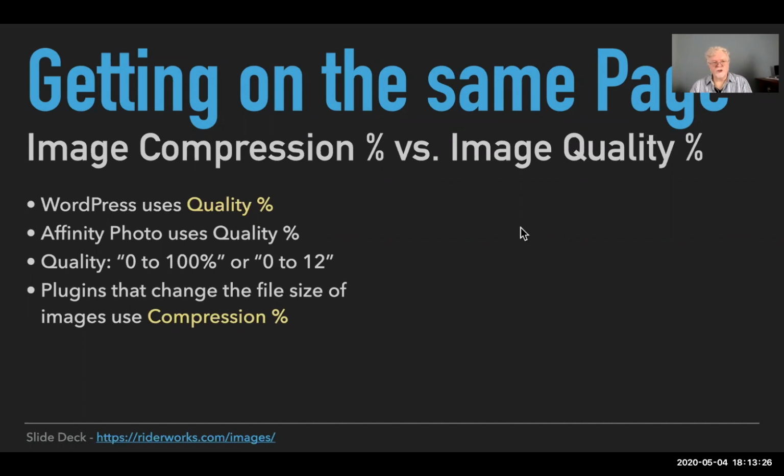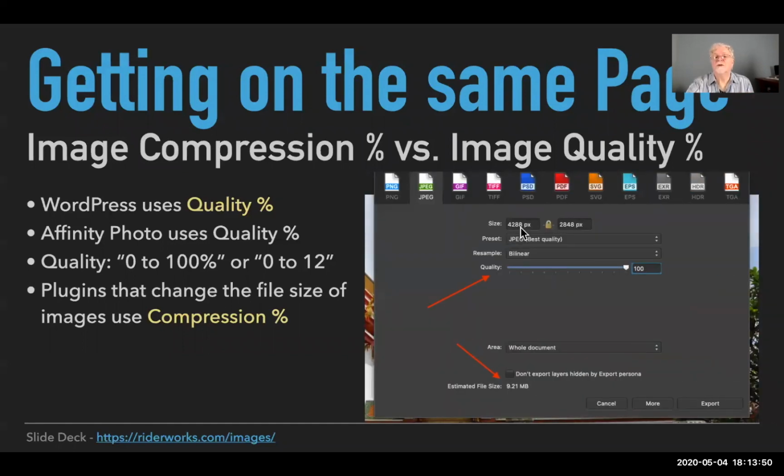Affinity Photo, which is my app of choice, uses a quality percent also. And when you look at some of the Adobe products, they actually go from 0 to 12 as far as their quality setting. And quality settings for a lot of others are 0 to 100%. So plugins can change the file size of images, and they use a term called compression. And the compression sets up something like this. This is a picture of Affinity Photo, and you can see they have a quality slider.